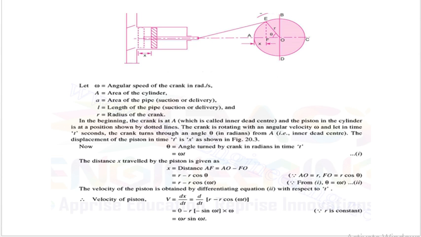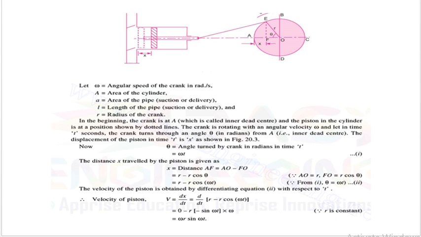If omega is the angular speed of the crank in radians per second, capital A is equal to the area of the cylinder, small a is equal to the area of the pipe, which can be suction pipe or delivery pipe. In this derivation we are considering the area of suction and delivery pipe is the same. L is the length of the pipe, which can be suction or delivery. Small r is equal to the radius of the crank.